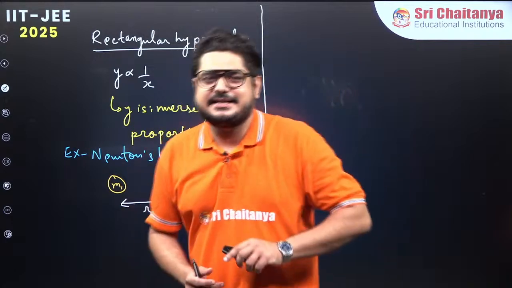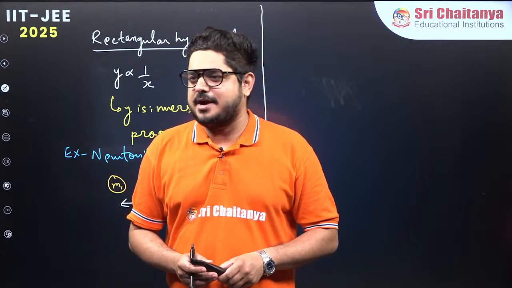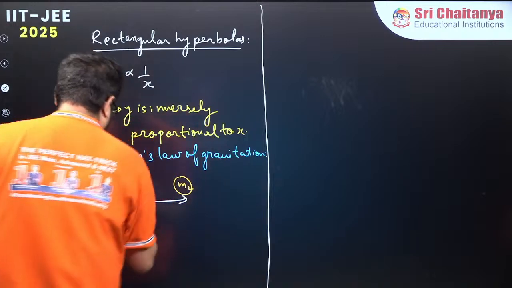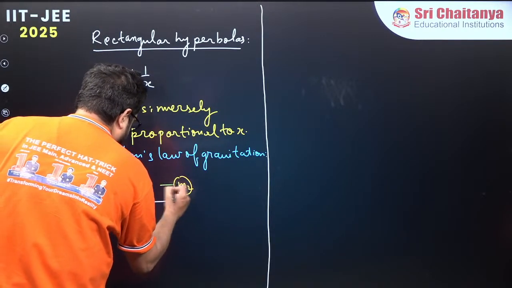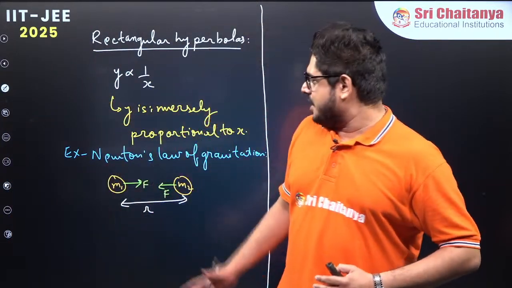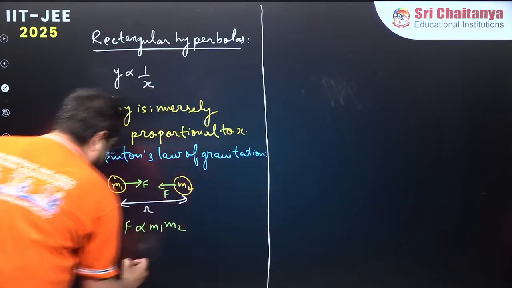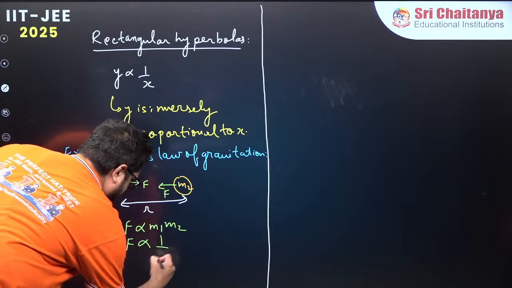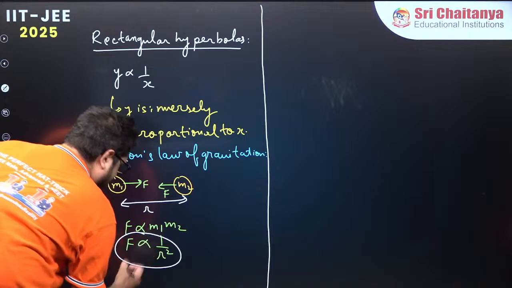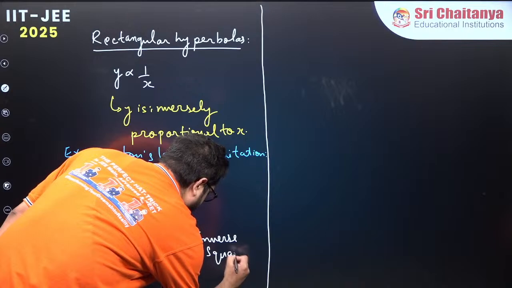You know that there will be some mysterious force existing between these two masses. They are going to be attracting each other by some force. Let's say this is the force by which these masses attract each other. This force is directly proportional to the product of the masses, and it is said that this force is inversely proportional to the square of the distance between them. The second statement is also known as the inverse square law, isn't it?